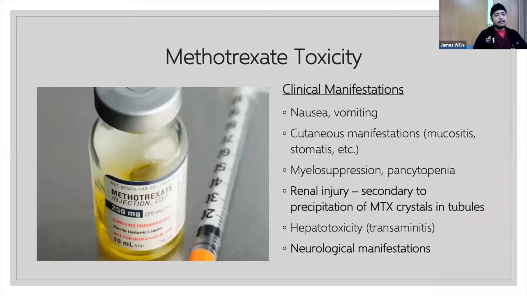Now, the clinical manifestations of methotrexate toxicity include nausea and vomiting. They can have cutaneous manifestations. They can have a mucositis, stomatitis, as we talked about before. They can also have myelosuppression, the pancytopenia. But really, the most important thing you want to look out for with methotrexate is going to be the renal injury. And this is usually secondary to precipitation of the crystals within the renal tubules.